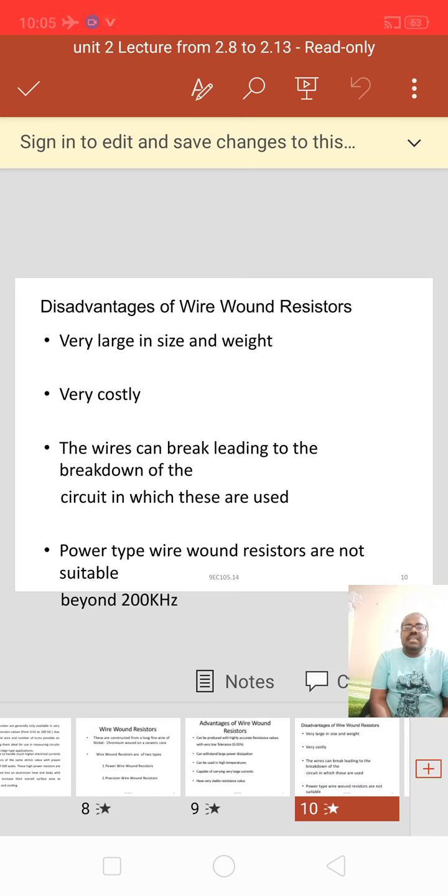First one, it is large in size and weight. It is very costly. The wires can break, leading to the breakdown of the circuit in which these are used. Next, power type wire wound resistors are not suitable beyond 200 kilohertz. These are the major disadvantages of wire wound resistors.